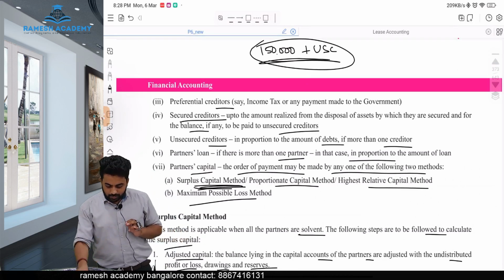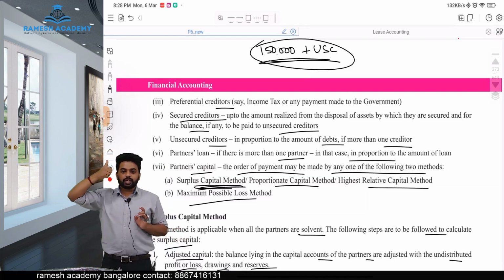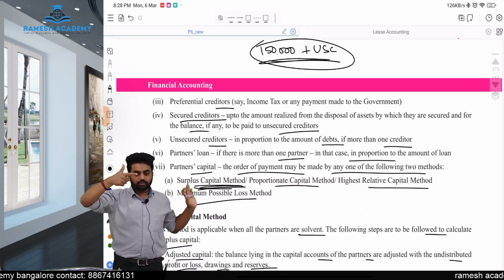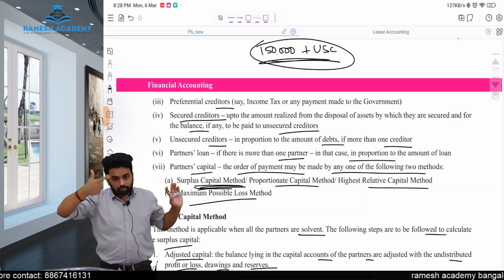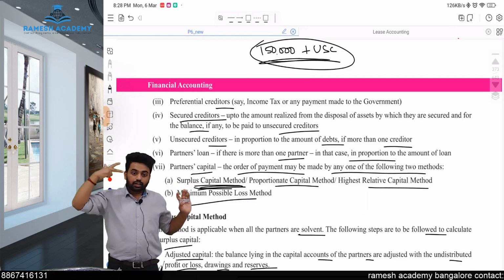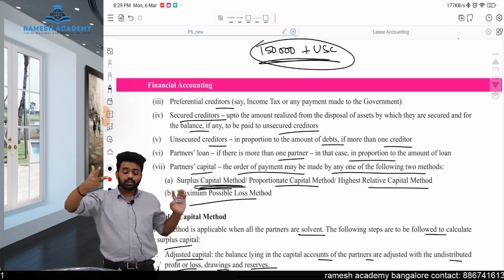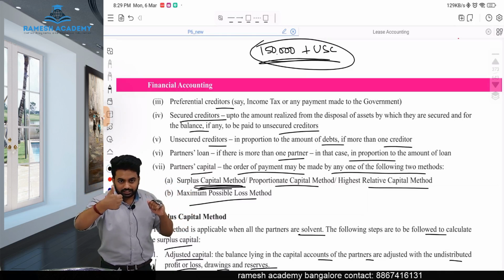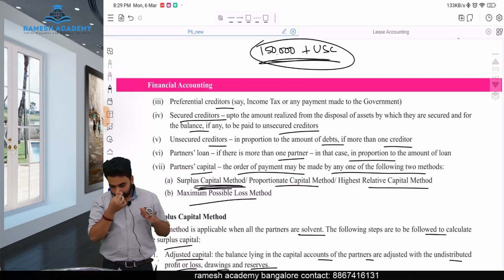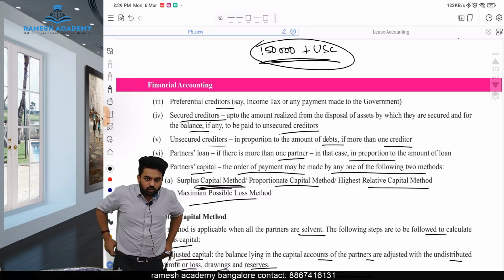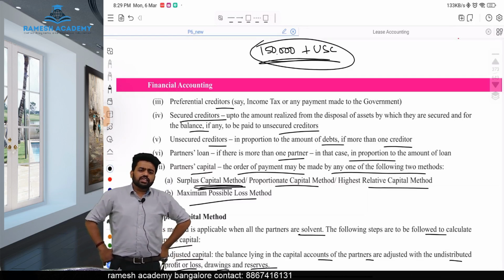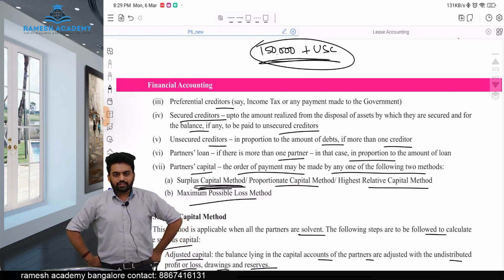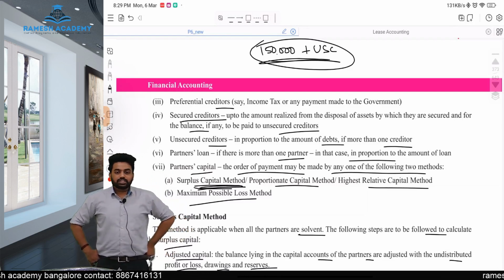If you want me to repeat, first you have to pay the realization expense, then other expenses and any provision we have kept. If money remains, preferential creditors, that is your government. If money remains, secured creditors. If money remains, unsecured creditors. If money remains, partners loan. If money remains, at the end, partners capital. Let us assume everything is paid, except partners capital, and there is certain money available to pay them.